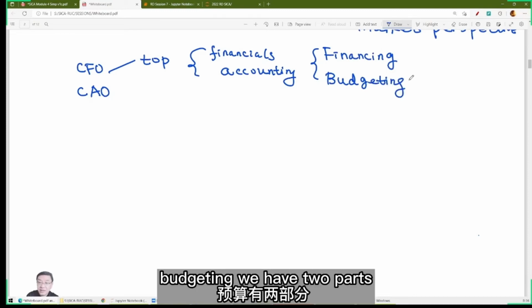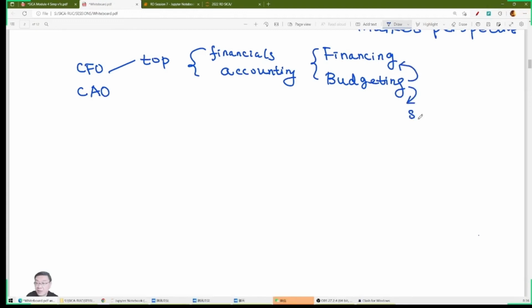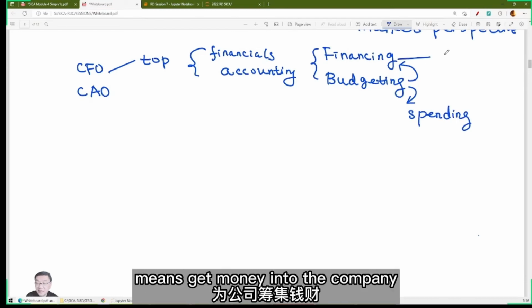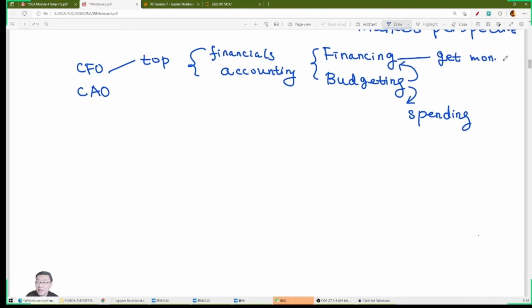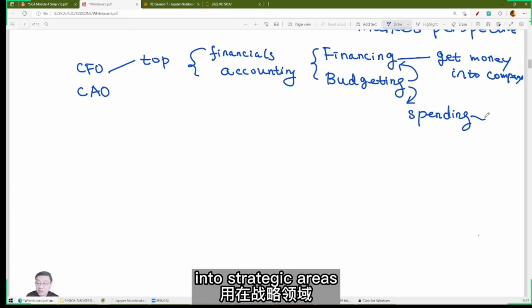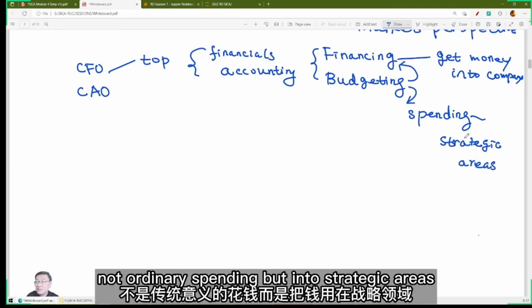So actually budgeting, we have two parts. The first part is called financing and the second part is called spending. The job of financing means get money into the company, but not from sales or selling something. And spending means how to spend money of a company into strategic areas. Not ordinary spending, but into strategic areas.